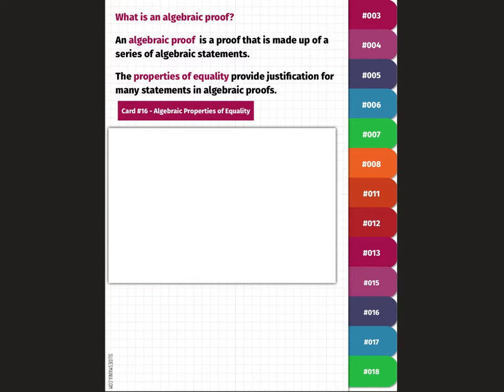So, what is an algebraic proof? An algebraic proof is a proof that is made up of a series of algebraic statements. The properties of equality provide justification for many statements in algebraic proofs. Your card number 16 is the algebraic properties of equality. So let's take a look.